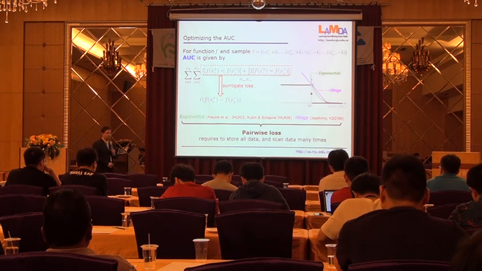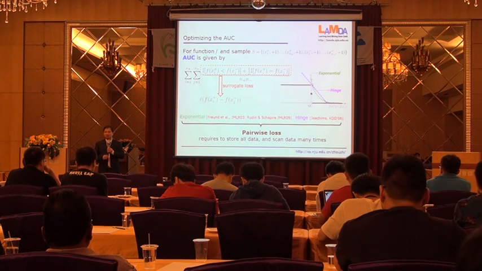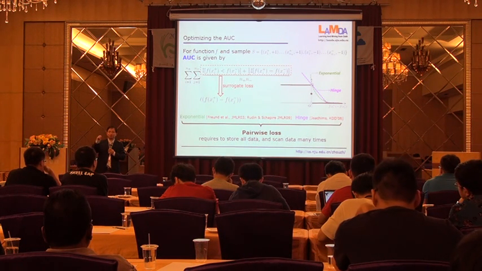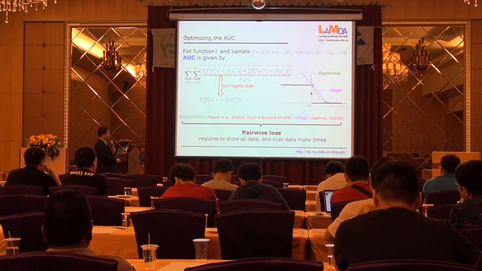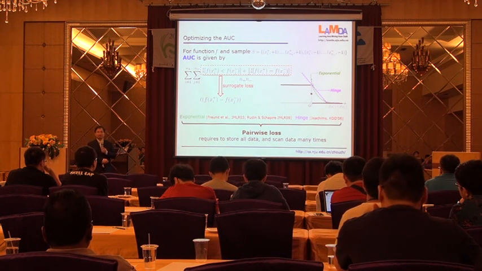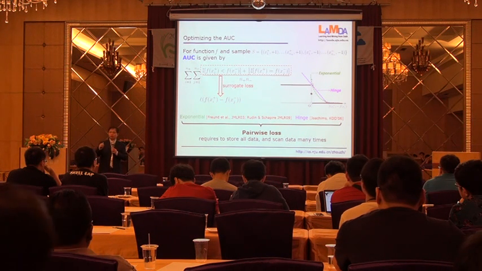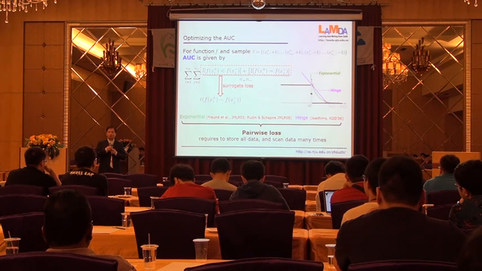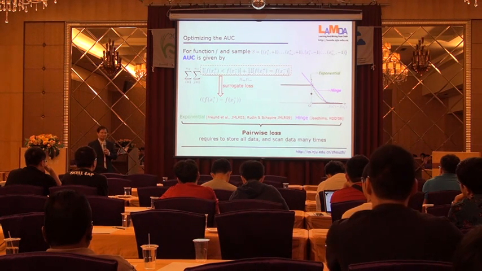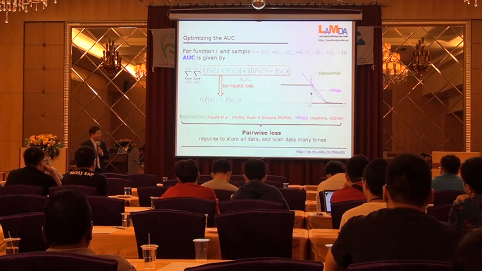So you can see, if we need to consider a pair of points, then you have to store all the data. If you do not store all the data, once you consider one new data, how can you know the relation between this data and some data outside of storage? It's difficult. So if you consider pairwise loss, you need to store all the data. And on the other hand, for each new data, you need to consider its relation with all the existing data. You need to scan the data many times. Do you understand? Okay, so these are two very important issues.